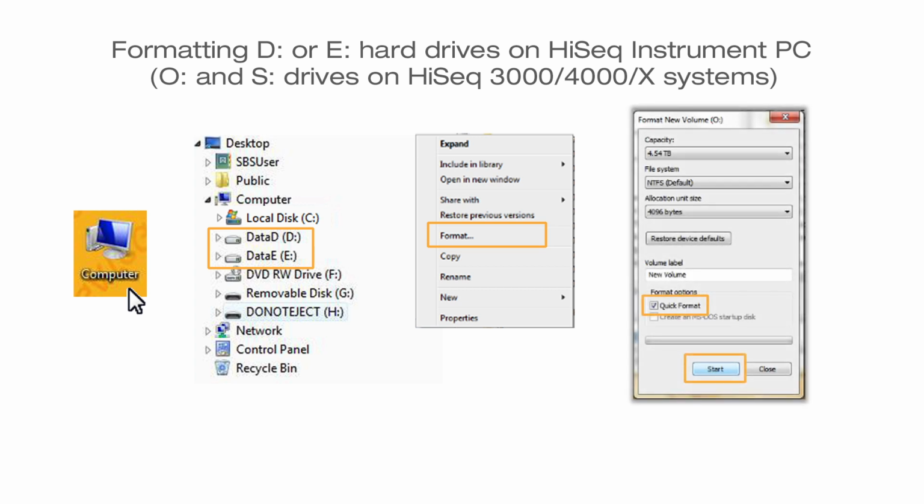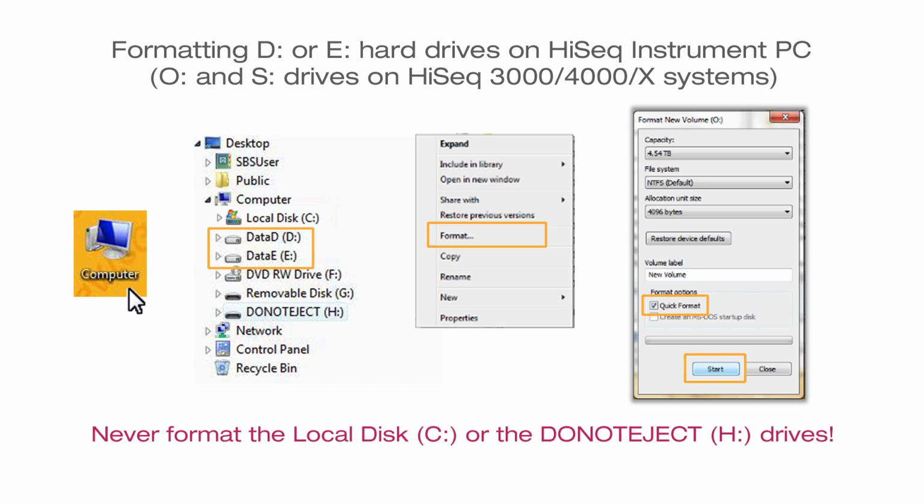From the Format dialog box, select the Quick Format checkbox. Select Start. Important log files are stored on the C drive that, along with the Do Not Eject drive, should never be formatted. It is okay to perform these steps while the instrument is performing a wash.